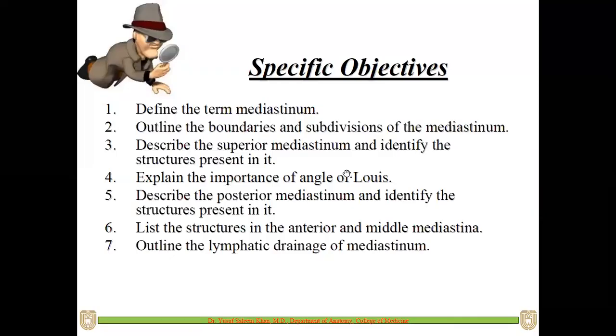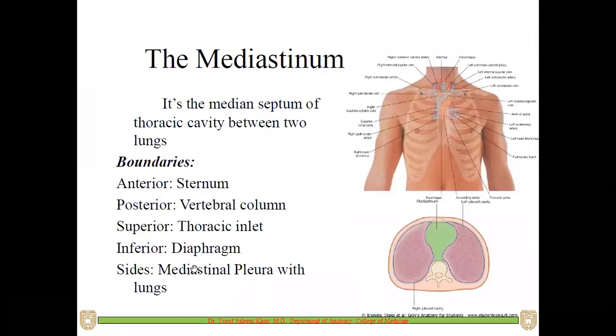So here are the objectives related to this topic. Define the term mediastinum, outline the boundaries and divisions of the mediastinum, describe the superior mediastinum and identify the structures present in it, explain the importance of the angle of Lewis, describe the posterior mediastinum, identify the structures present in it, list the structures in the anterior and middle mediastinum, outline the lymphatic drainage of the mediastinum. These are some of the objectives for this topic.